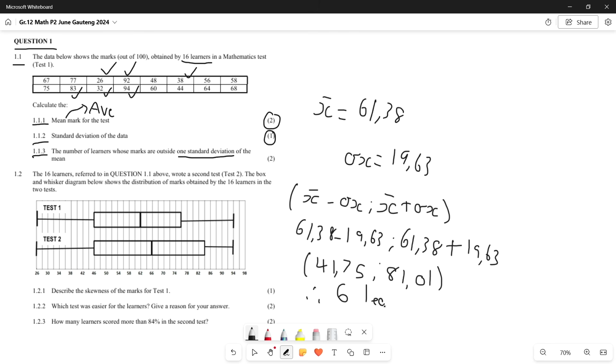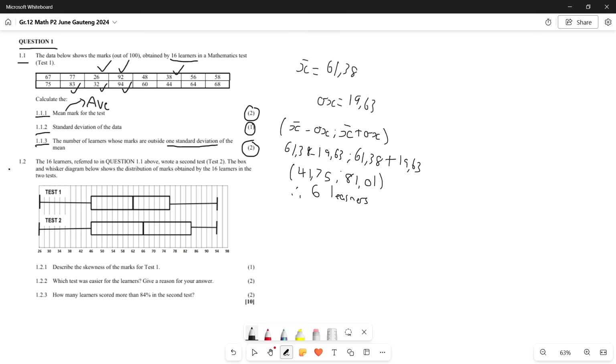So we write 6 learners, and that'll earn us 2 marks over there, because then from there, question 1.2 says the 16 learners referred to in question 1.1 above wrote a second test, test 2. The Box-and-Whisker diagram over here below shows the distribution of marks obtained by the 16 learners in the 2 tests. So test 1 over here was the previous set of data that they put, and then test 2 is now being mapped out so that we can compare it. Question 1.2.1 says describe the skewness of the marks for test 1.